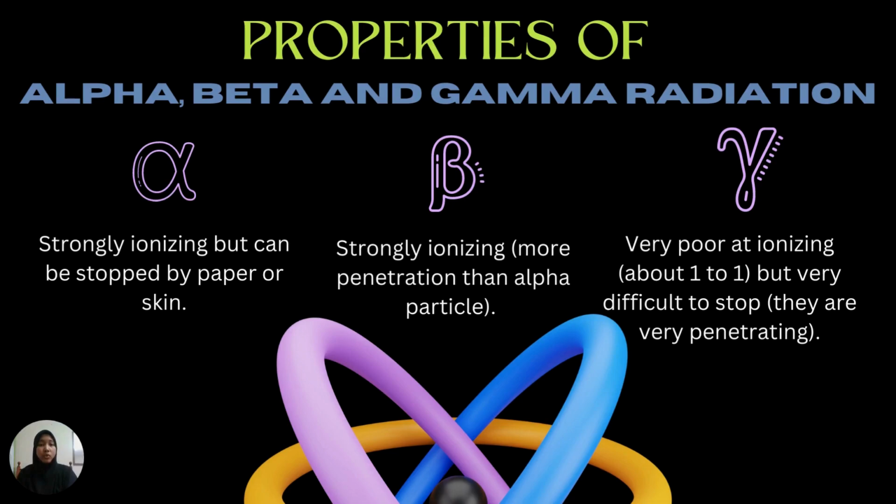Then we will go through the properties of alpha, beta, and gamma radiation. For alpha radiation, it is strongly ionizing but can be stopped by paper or skin. For beta radiation, it is also strongly ionizing but is more penetrating than alpha particles. For gamma radiation, it is very poor at ionizing, but very difficult to stop because it has a very high penetrating power.